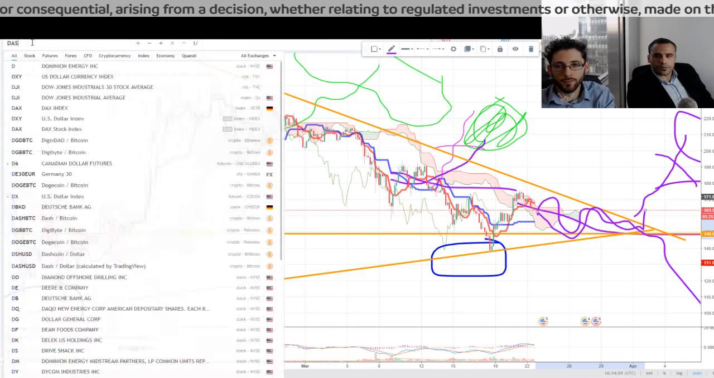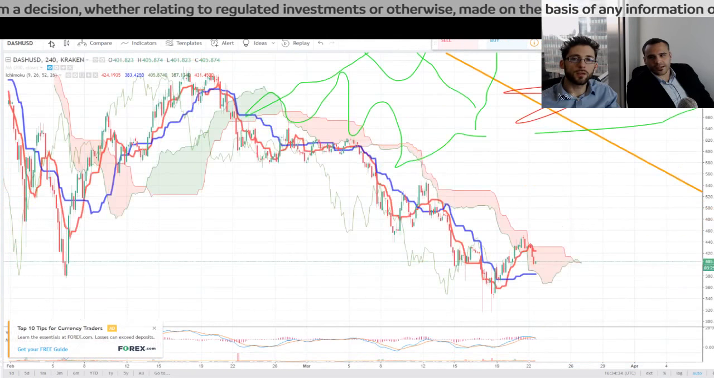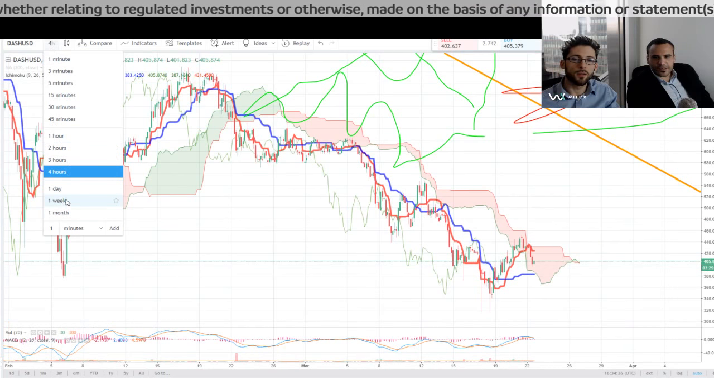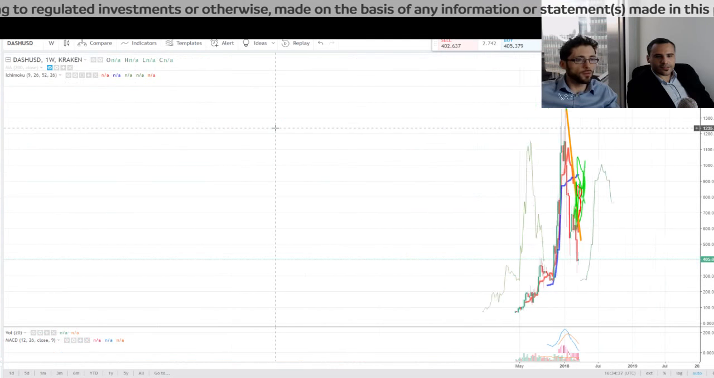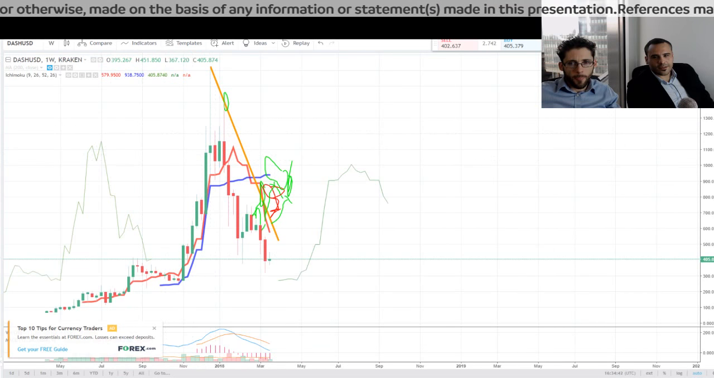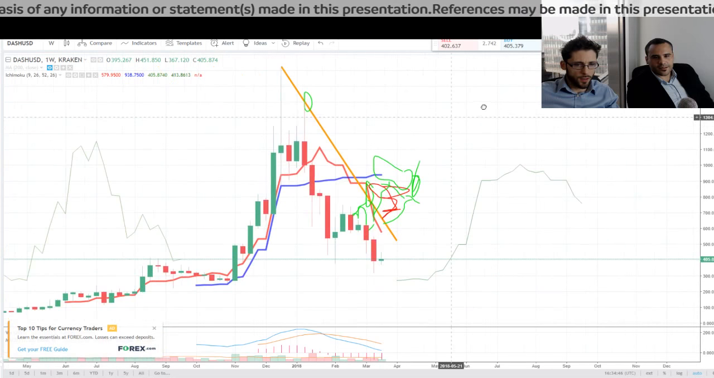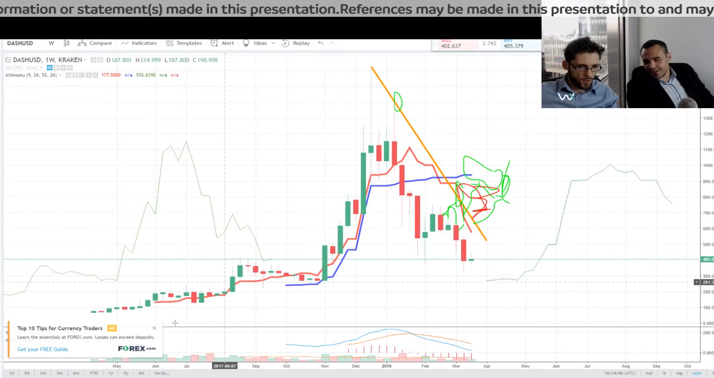Let's check out Dash. Dash has had a very bad period. It hasn't had a good time recently, has it? Very, very disappointing. If we jump out to the 1 week level, this is on Kraken. So, that is pretty ugly. It's like systole, like the heartbeat.